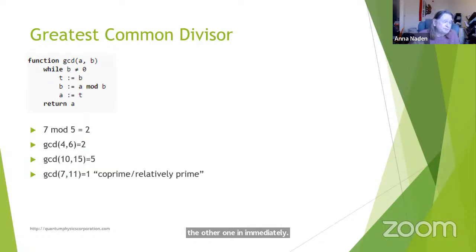So the key concept in public key encryption is the greatest common divisor. I've shown here an algorithm for computing the greatest common divisor.